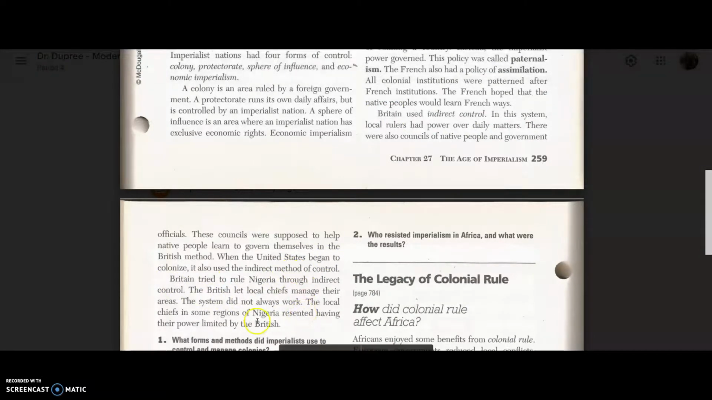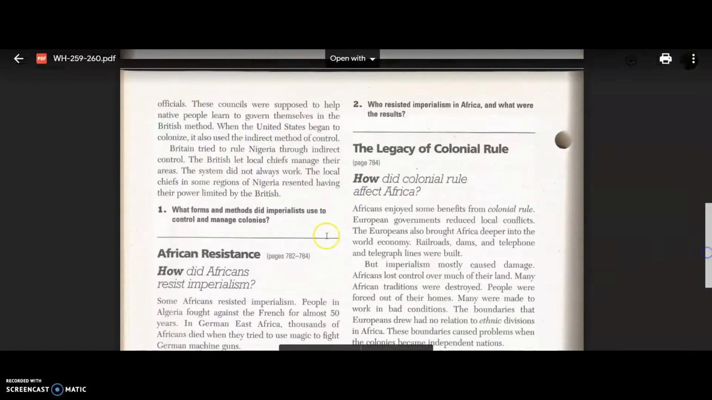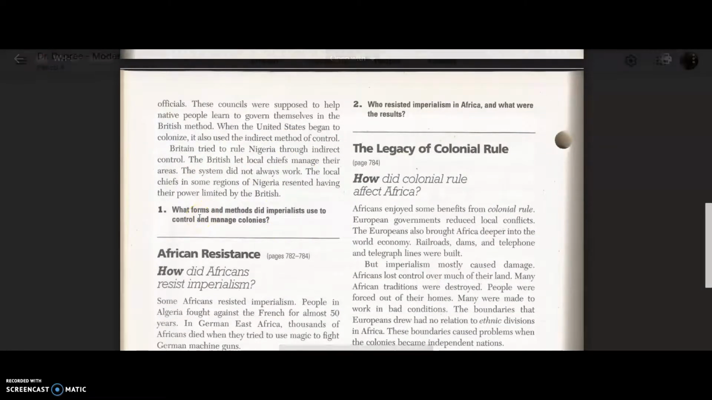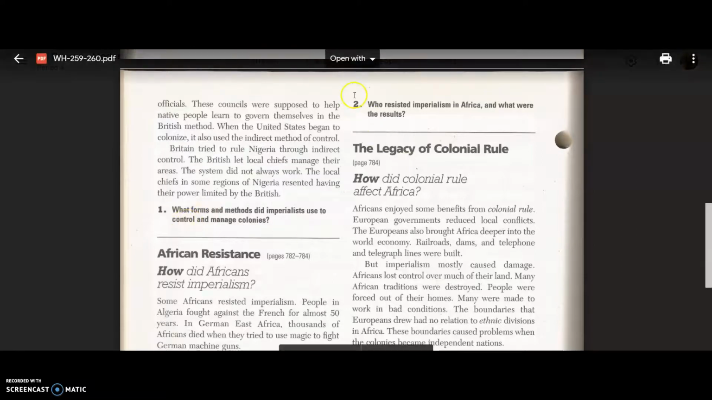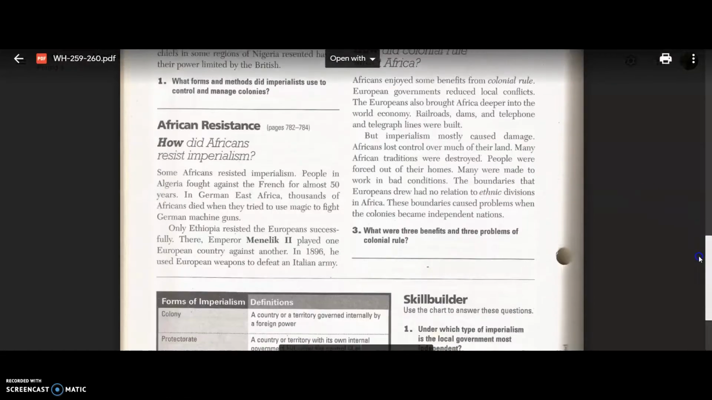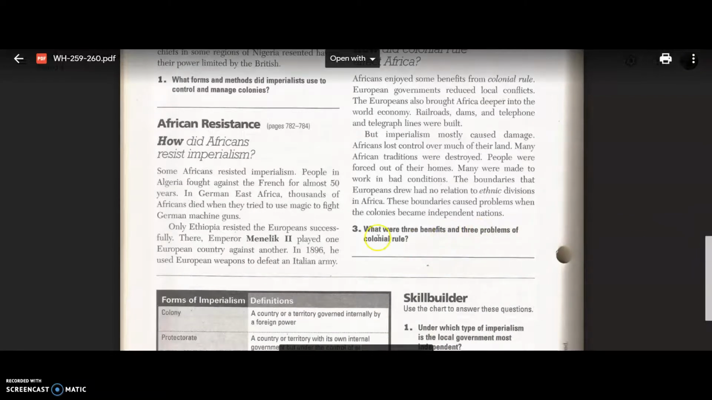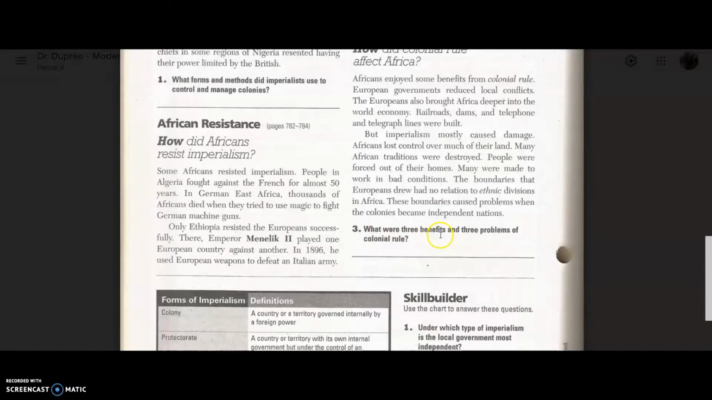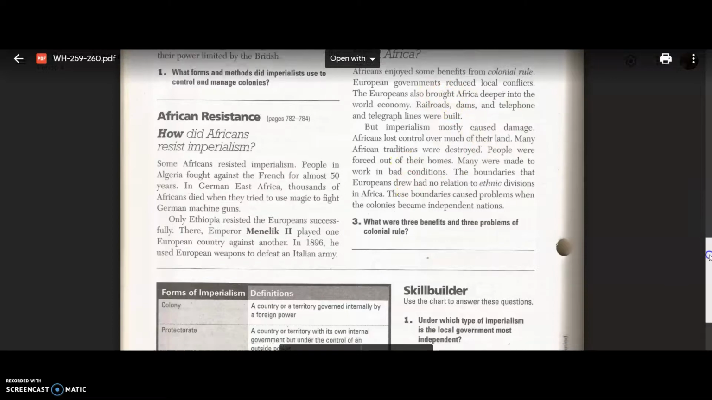Nigeria is addressed here, and you're going to want to answer then these questions in a short answer form. This question here. Question 2 is going to be looking at this section here, the resistance and the legacy of colonial rule. What impact did it have on Africa? And the task is to find 3 benefits and 3 problems. Overall, imperialism did cause more damage to the countries culturally and other ways, so you can list those, and there were some positive aspects to it.